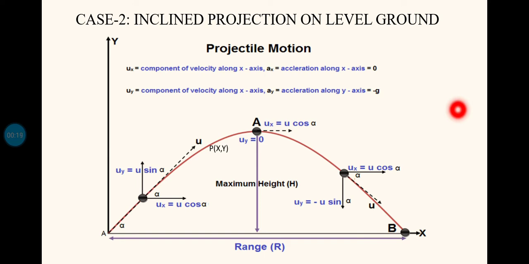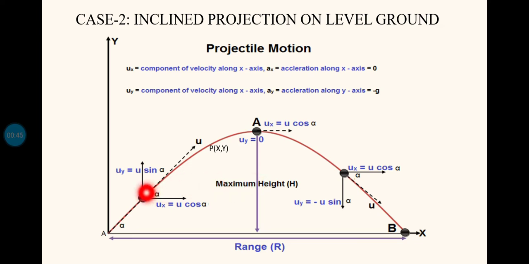Now the projectile is projected with an initial velocity u at a particular angle alpha, as you can see from the figure. The velocity component can be split into two, along horizontal as well as the vertical. Along the horizontal direction the velocity component is ux equal to u cos alpha, along the vertical direction the velocity component is u sin alpha, and this is the trajectory of the velocity u. This is the line of action of the velocity u, and it is making an angle alpha with the horizontal.